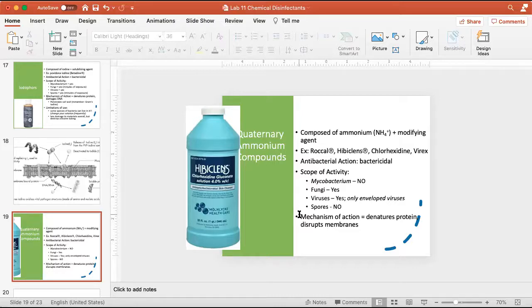If you look at the mechanism of action, they denature proteins. We see that again and again. And they also disrupt membranes. So it makes sense that they're only effective against enveloped viruses, because remember, enveloped viruses have a membrane around them. And if you remember from the lecture about viruses, animal viruses tend to be enveloped.